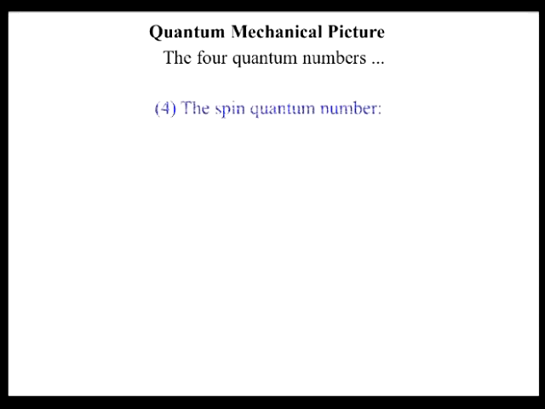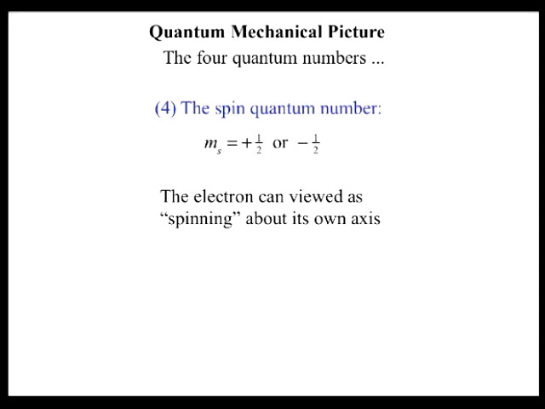Finally, the 4th quantum number is the spin quantum number, ms. It can only take values of plus 1/2 or minus 1/2. This number is needed because the electron has an intrinsic property called spin angular momentum. Loosely speaking, we can view the electron as spinning about its own axis while it orbits the nucleus, analogous to the way the Earth spins as it orbits the Sun. The phrases spin up for plus 1/2 and spin down for minus 1/2 are often used to refer to the directions of the spin angular momentum associated with the values for ms.